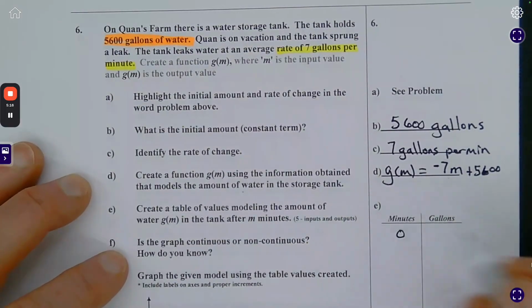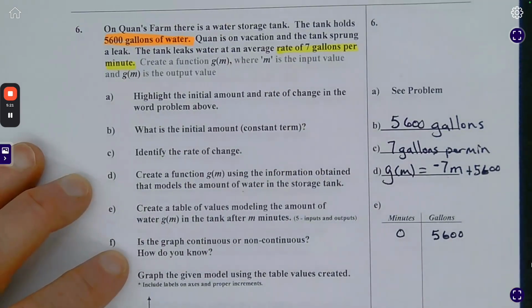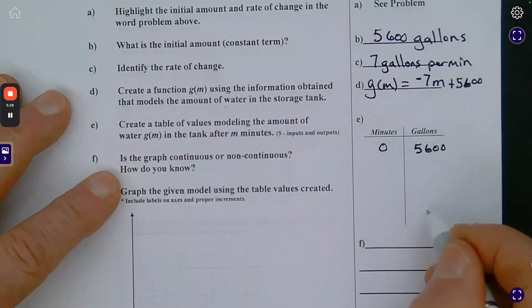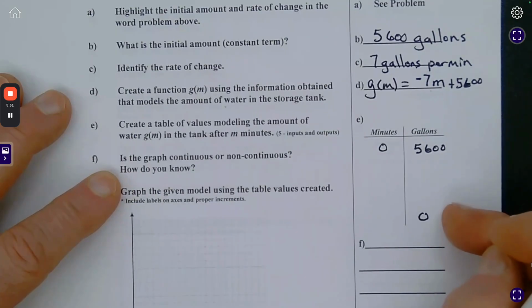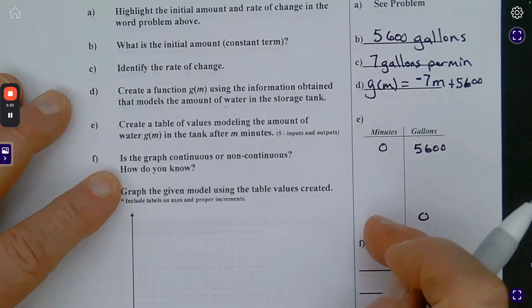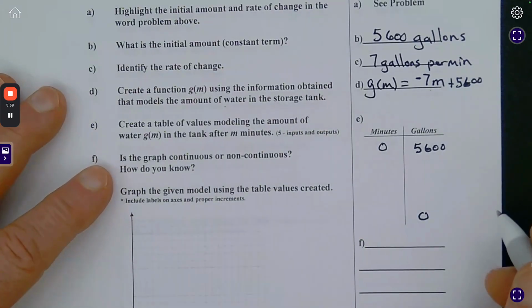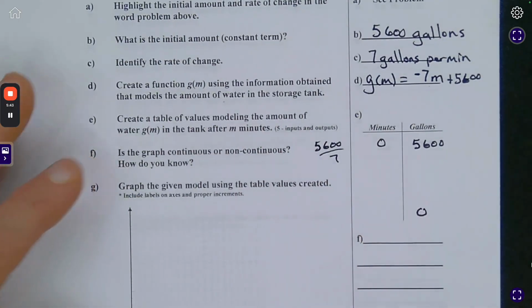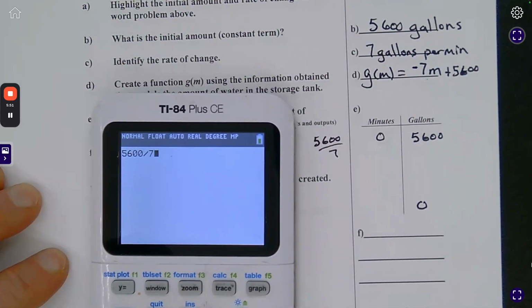I know that I want 0 minutes to be my first value. That's before the leak sprang. Now I need to show gallons left at 0, because after the tank reaches 0 gallons, however many minutes that took, it's not going to leak anymore because there's no water left in it. So how do I figure that out? I just take the amount of gallons in the tank and divide it by the number of gallons that leaks every minute, and that'll tell me the number of minutes. So I'm going to do 5,600 divided by 7.